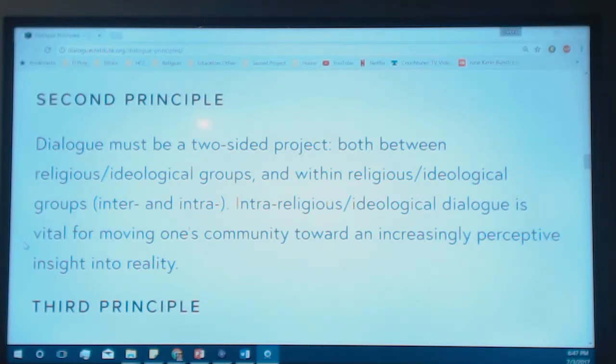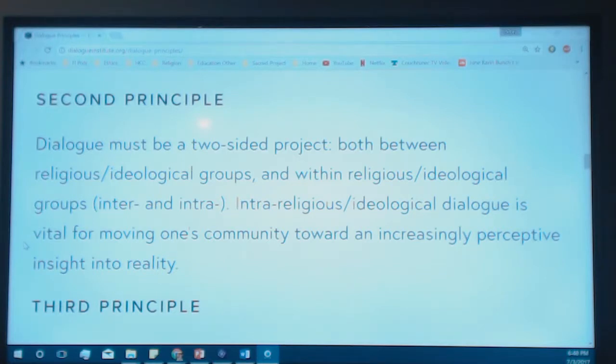Intra-religious and ideological dialogue is vital for moving one's community toward an increasingly perceptive insight into reality. Again, if we go to the conversation of a parent and a child, both parties have to be willing to listen to each other. When we're looking at people who have different views, different ideologies, you have to be willing to learn from the other. You have to be willing to share. If a conversation is only one-sided, then only one party is really there to learn.